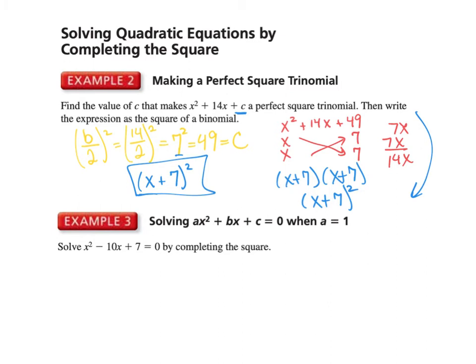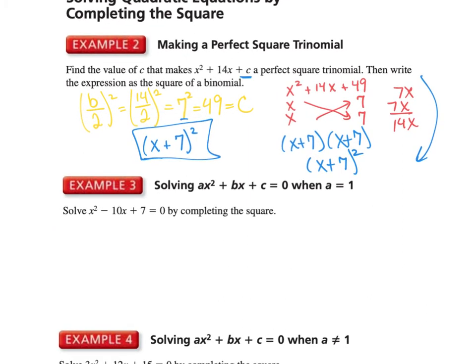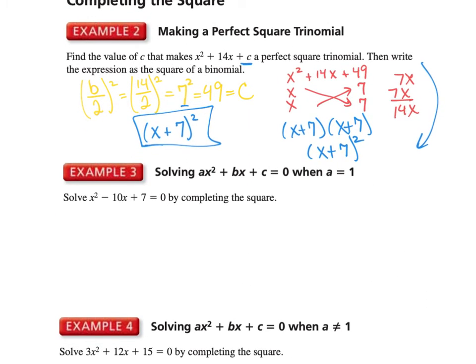All right, and what they're saying is that we take b over 2. b over 2 is 14 over 2, which is 7. We take that number before we square it, and that's our x plus or minus that number. That's a special number. Okay, so let's look at example 3. So we're actually going to use this. I'll show you where it's going to be useful.